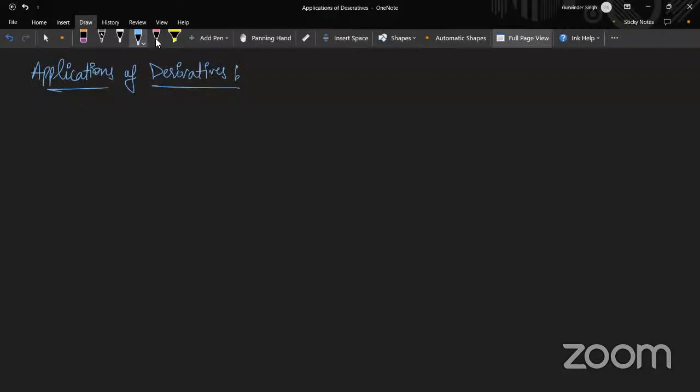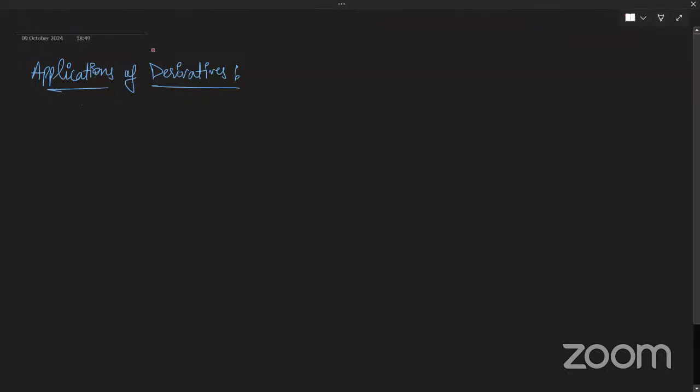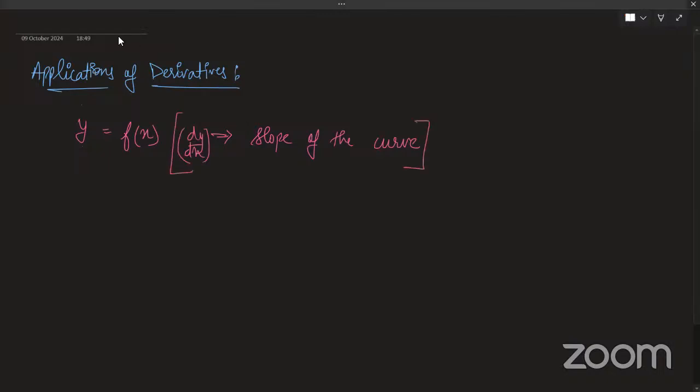So till now we have been finding out the derivatives of many functions. Generally we have talked about functions y is equal to f of x. And we know what it represents. Basically it is trying to tell me how the function changes with respect to the variable, right? So it gives me the slope of the curve, right? dy by dx basically gives me the slope of the curve y is equal to f of x. Okay. So what happens in applications of derivative?